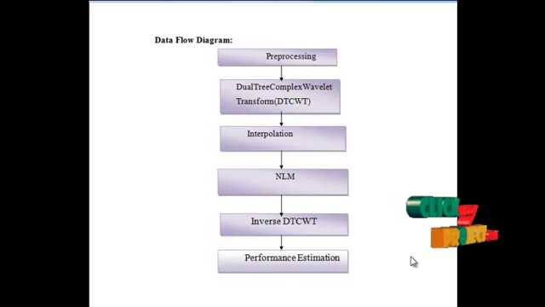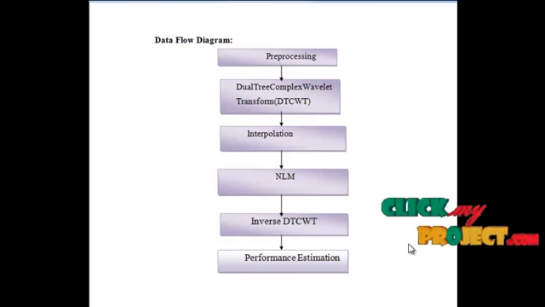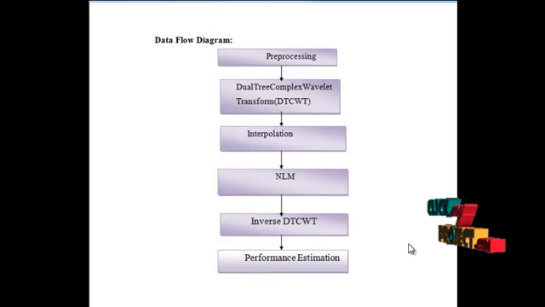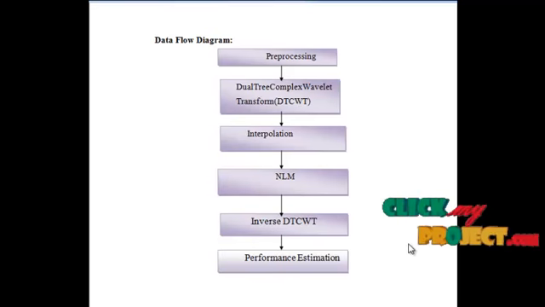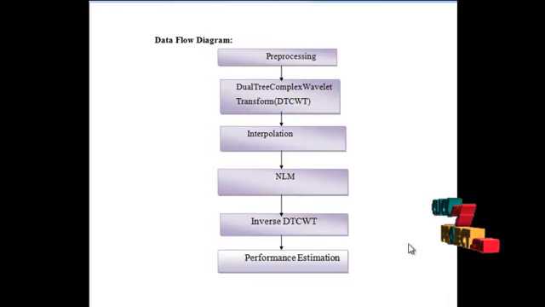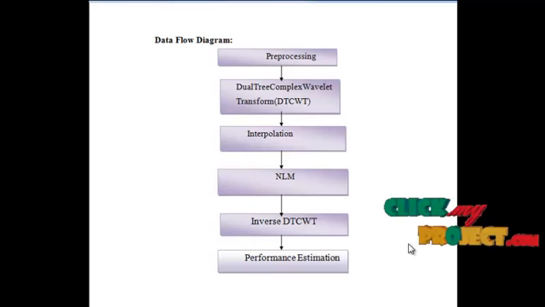Now we discuss the inverse dual tree complex wavelet transform. After shrinkage, the image is given to the inverse dual tree complex wavelet transform method. Here we convert the image to the original form. It is the reverse process of the DTCWT transform. After applying the inverse wavelet transform, we get the reconstructed image.